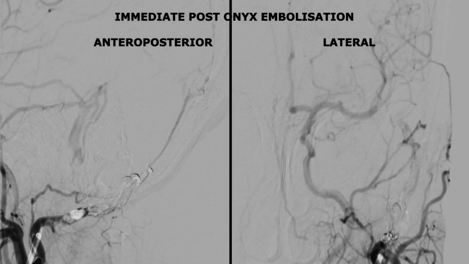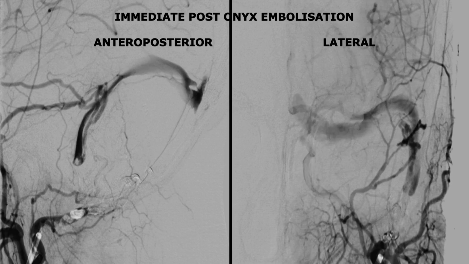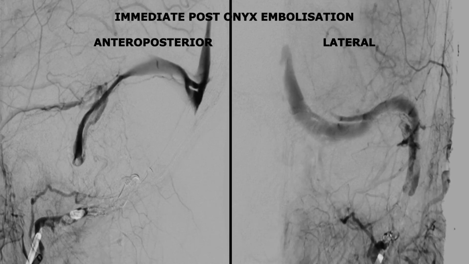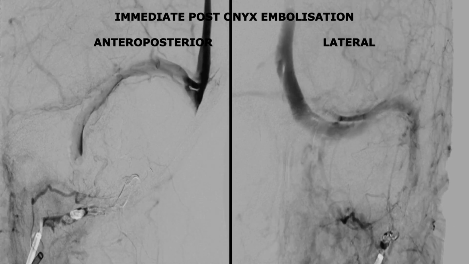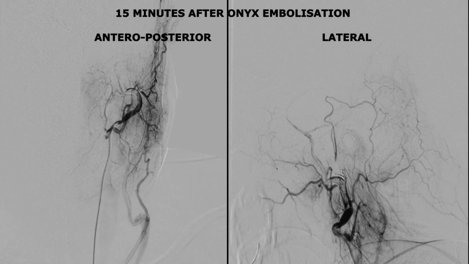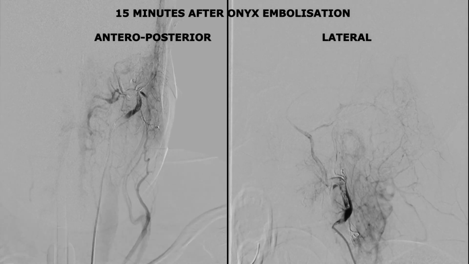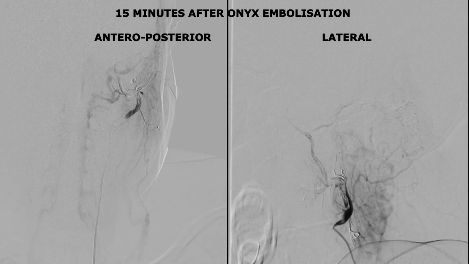The immediate post-embolization DSA of the left ECA showed complete obliteration of the occipital artery feeders with retrograde flow into the sinuses through the middle meningeal arteries. The DSA of the left ECA taken 15 minutes after Onyx embolization showed complete obliteration of the occipital artery feeder branches with no flow into the sinus.